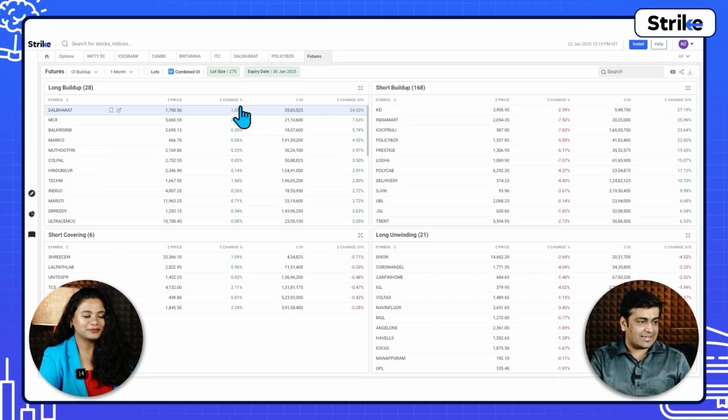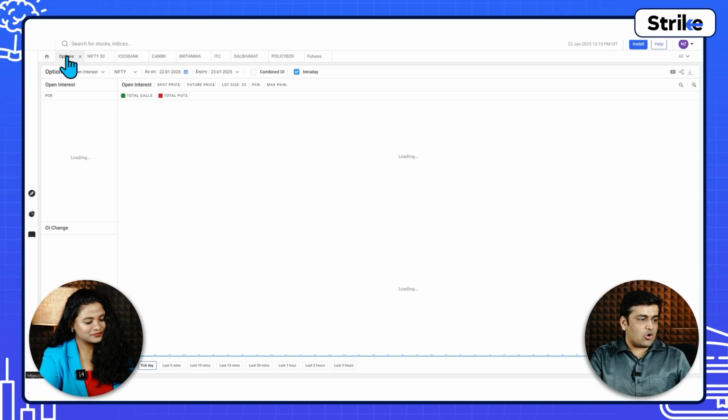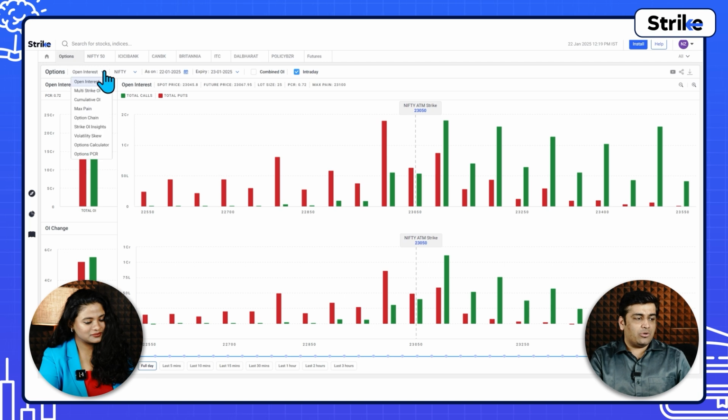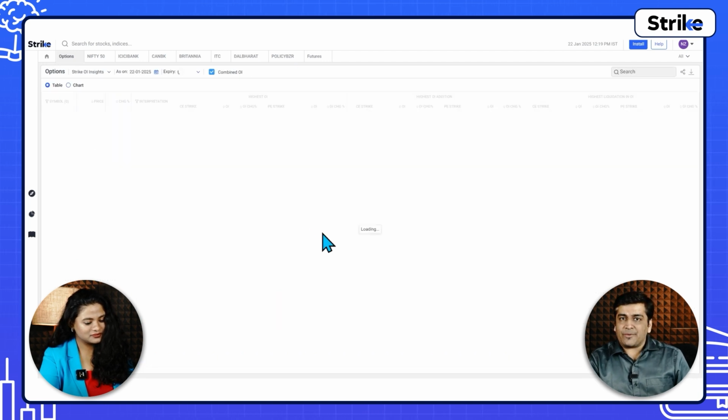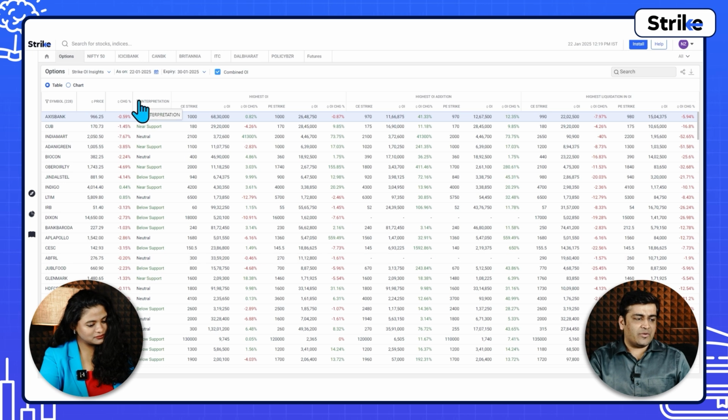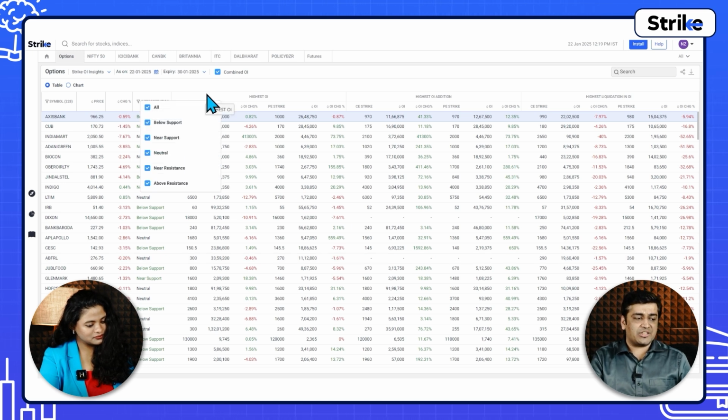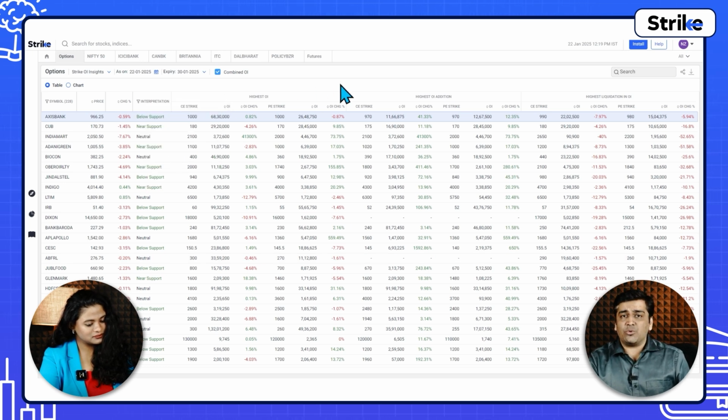So yes, we will be talking about the Strike OI Insights. Let me also show all the viewers what exactly that is. In this options module, there is something called Strike OI Insights. This is one screen where there are different interpretations, what interpretation to understand when. So all these things we will be covering.